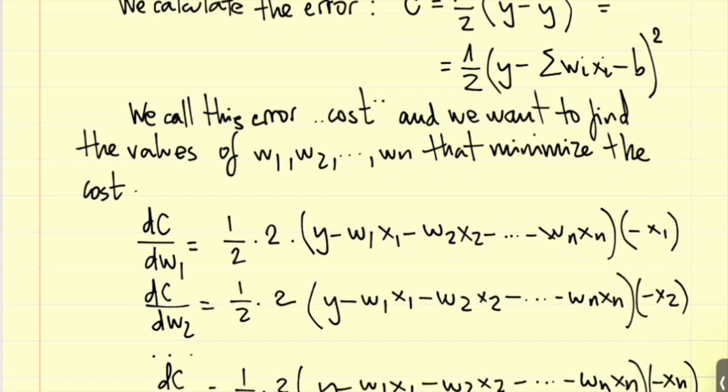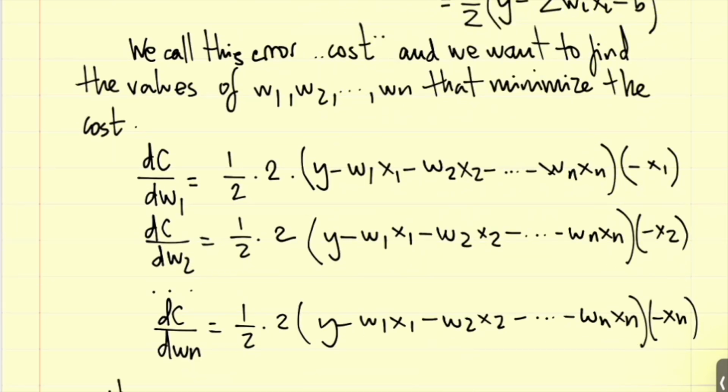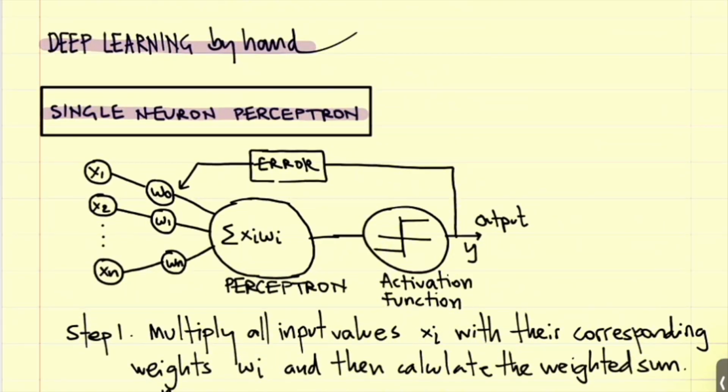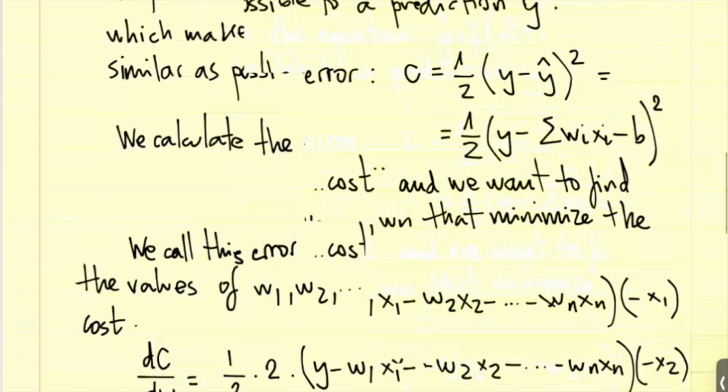Okay. These derivatives are called gradients. Okay? So we are here. We have calculated the error. We have multiplied. Okay? We have added. We have applied the activation function. We calculate the error. What do we do now? We add it up and we adjust. Okay? So that was step 3.